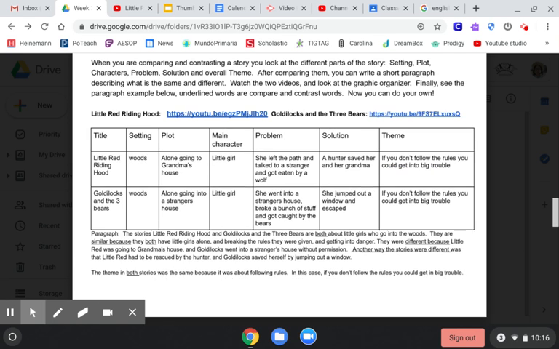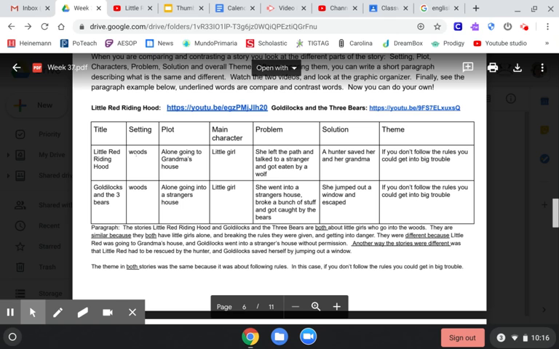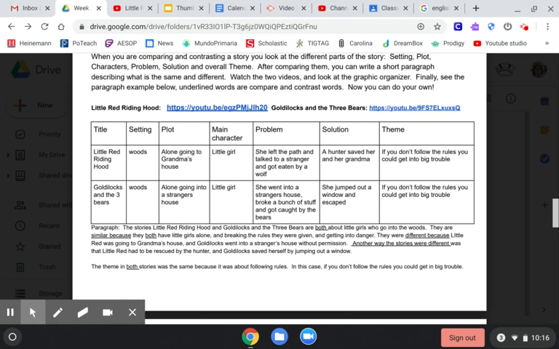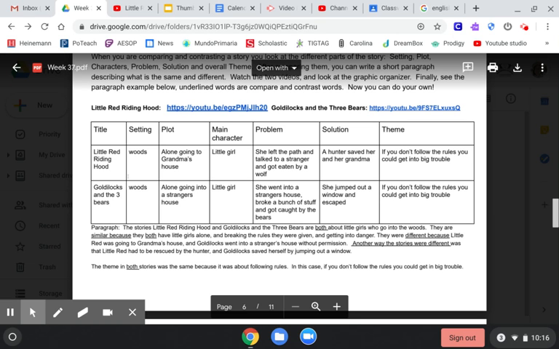Yay! Okay, so we have the Little Red Riding Hood. The setting is in the woods. So when she goes into the forest and so on. So that's the setting. The setting is where the story takes place. The plot, so basically, it's just a girl goes alone to her grandma's house. That's the plot. The main character is the little girl, so Little Red Riding Hood. The problem is she left the path and talked to a stranger and got eaten by a wolf. A solution is the hunter saved her and saved her grandma. The theme: if you don't follow the rules, you could get into big trouble. So that is the theme of Little Red Riding Hood.